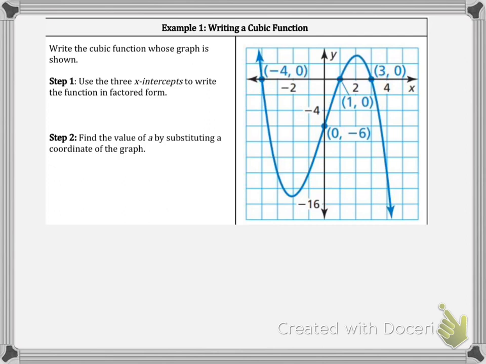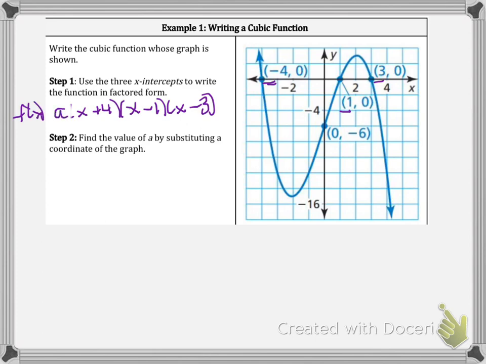We're going to write a cubic function. And actually, this should be very familiar to what we've done before with quadratics. We're going to write the cubic function whose graph is shown. We're going to use the 3 x-intercepts to write the function in factored form first. So we know that our intercepts are at -4, 1, and 3. So f of x, remember it's the opposite, would be x plus 4, then x minus 1, and then x minus 3.